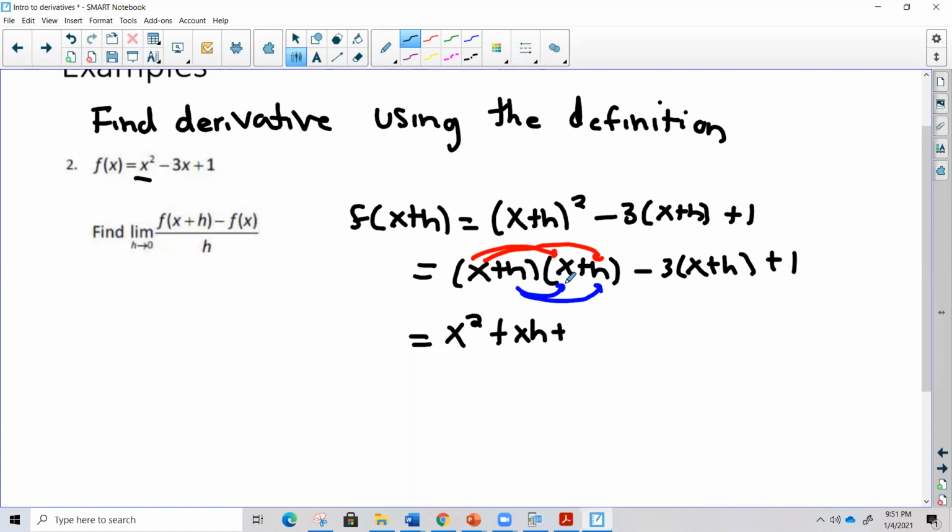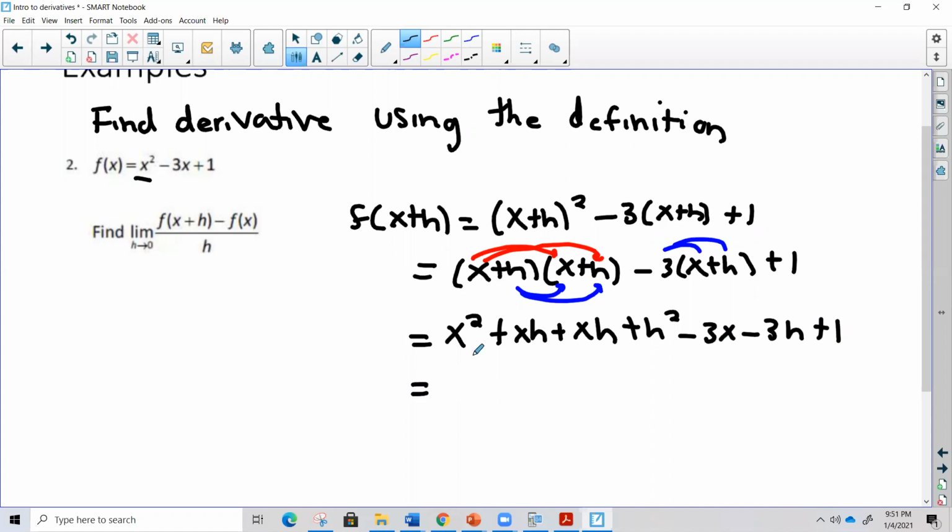My inner would be h times x, which is hx or xh. I'm going to put it in the same order. Plus, and then my last would be h times h, which is h squared. Then I'm also going to distribute this -3. And so I get minus 3x minus 3h plus 1.